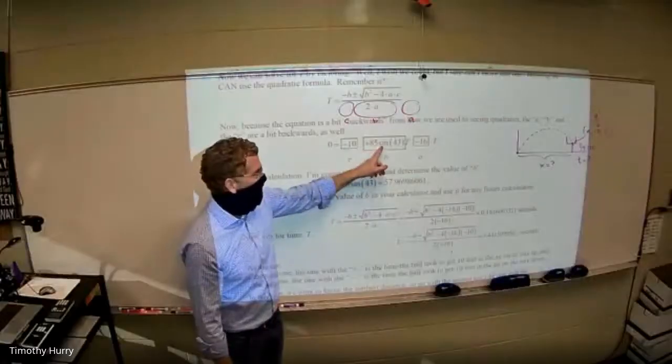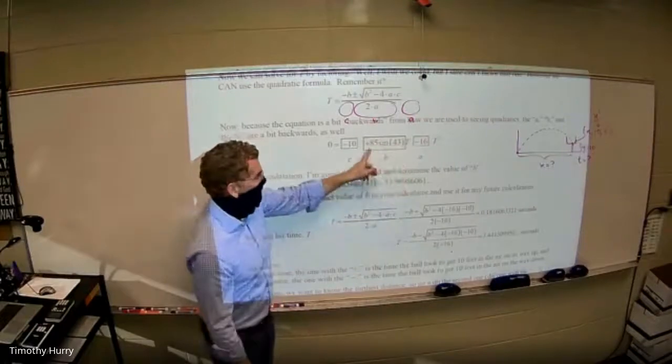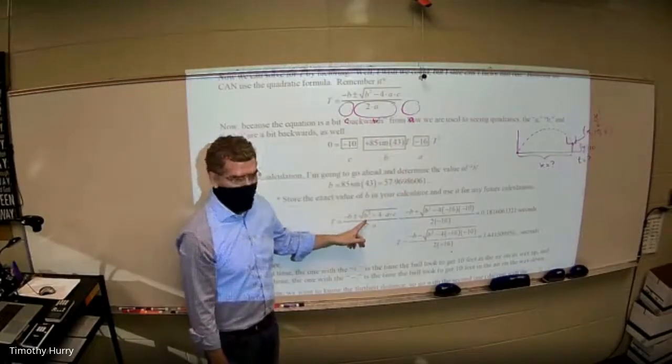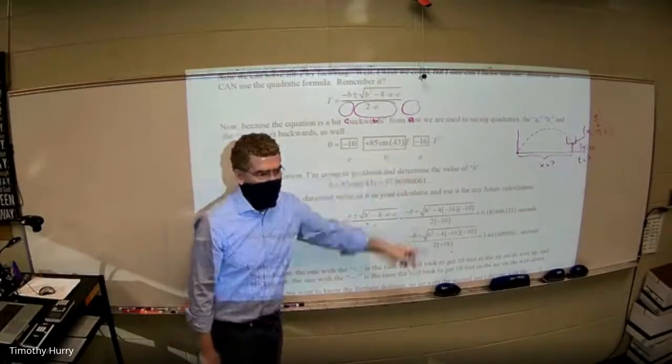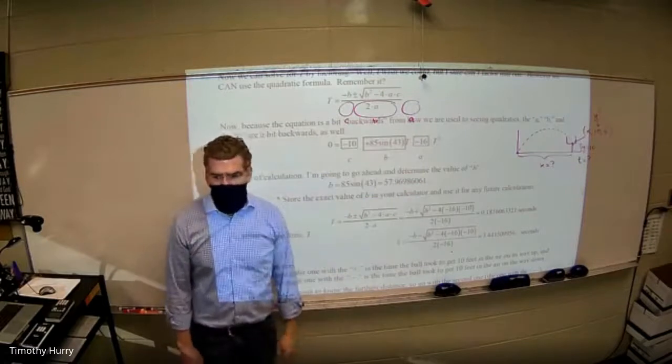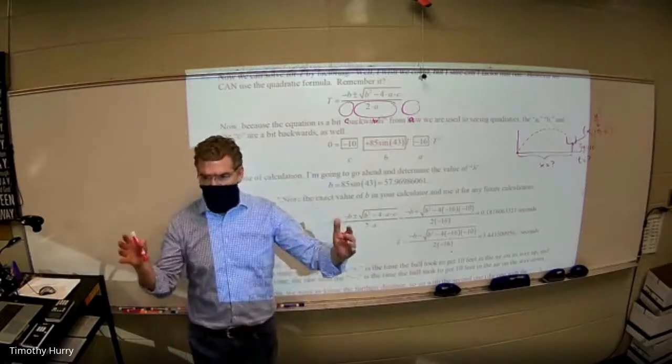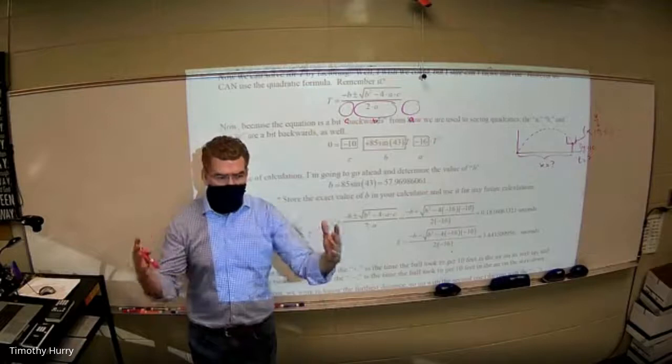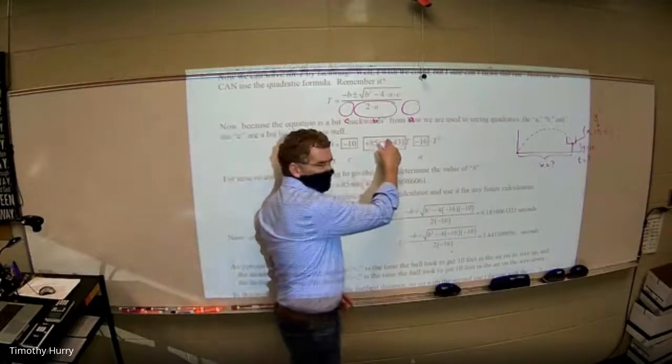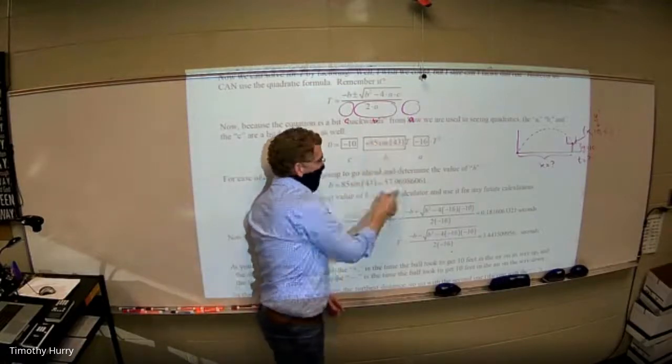Literally, how are you going to type that in squared? Now, the 85 squared part, that's not a problem. But how do I square sine of 43? Well, I end up having to put all these parentheses in there, don't I? I have all these extra parentheses because I can't sneak a 2 right there to square the sine.